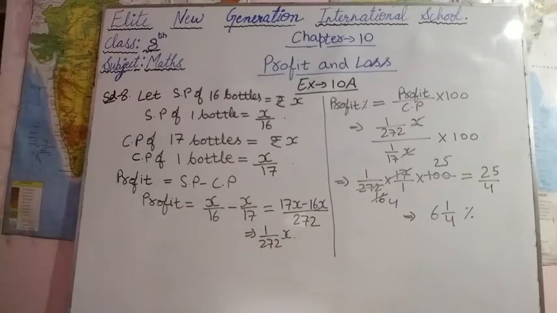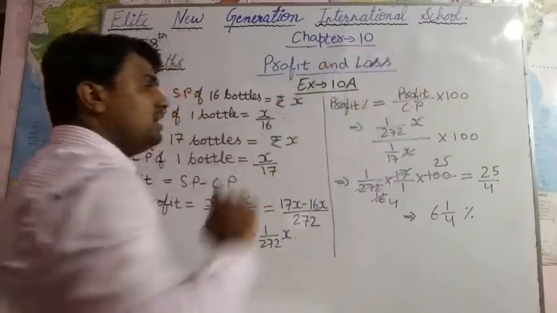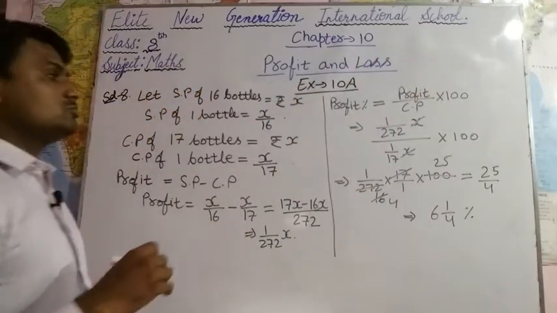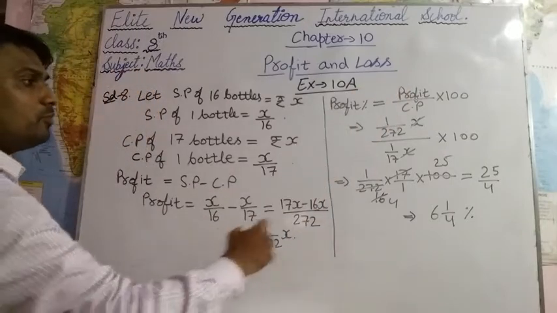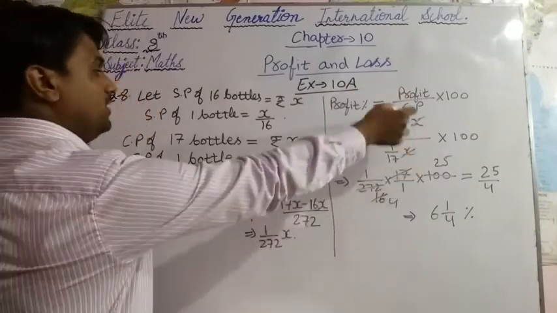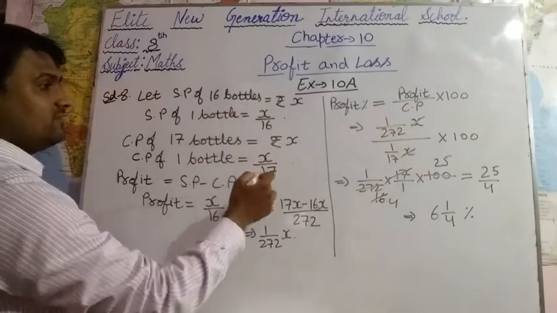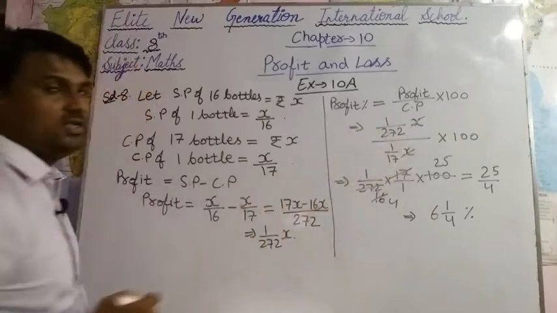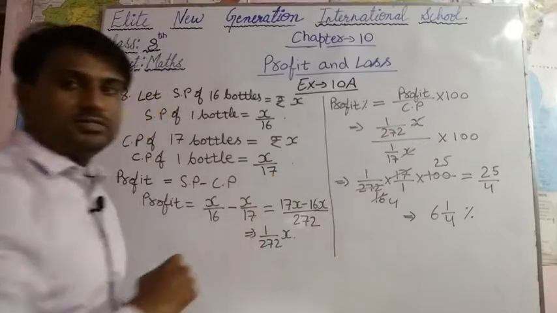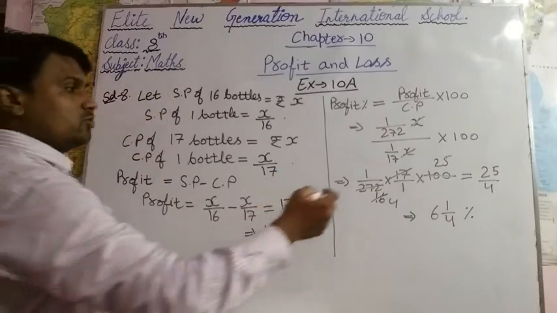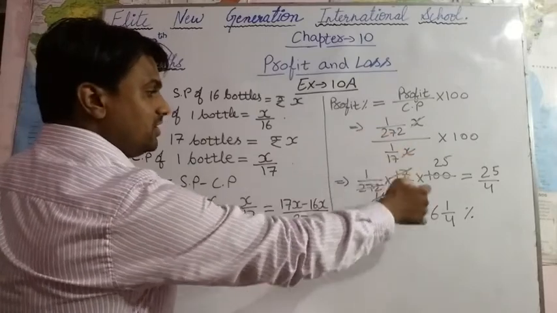Now we have to find the profit percent. So the formula for profit percent equals profit upon CP into 100. Now solving, in place of profit we can put 1 upon 272 x, and in place of CP we have x upon 17, or we can take 1 upon 17 x, into 100. Now this x will be cancelled by this x. Now solving it, it will be 1 upon 272. Now reciprocating it, it will be 17 upon 1.